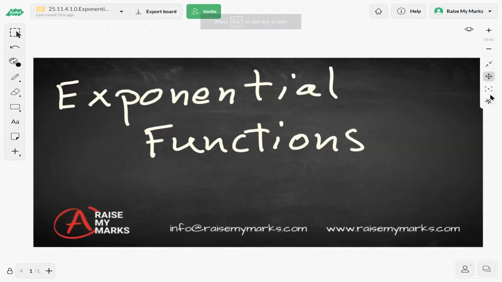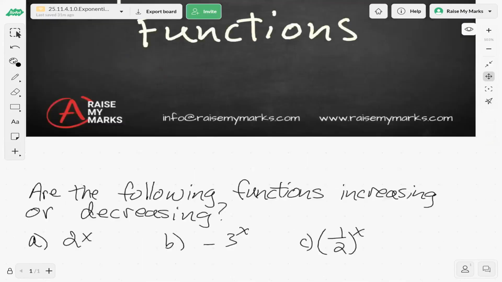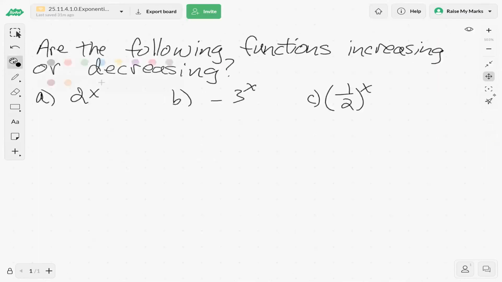So today we're going to look at the exponential functions. So let's have a look at what questions were given. All right. So are the following functions increasing or decreasing? Good question. All right, so let's look at part A.